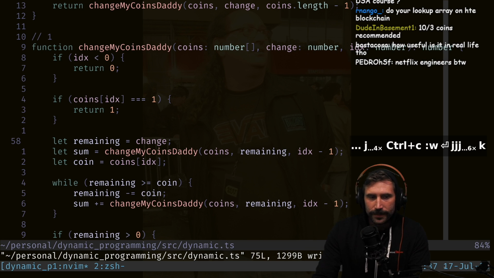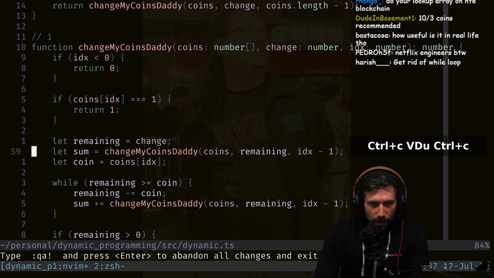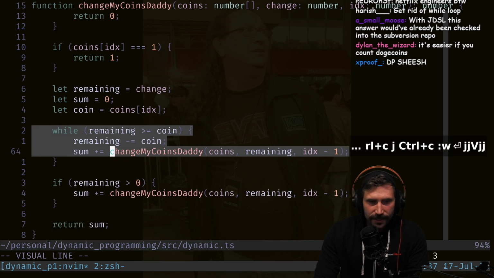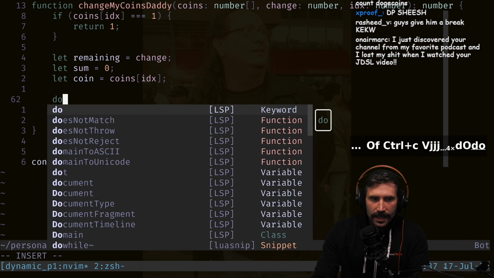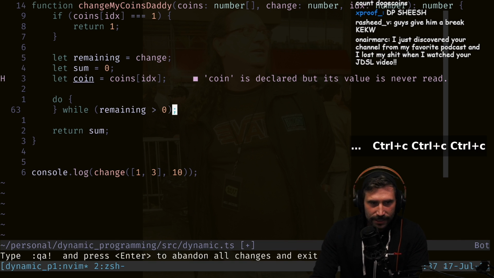You know what? Check this out. This is what we're going to do. First off, I'm going to change it like this. I think the first thing I did wrong is that I didn't have a do while loop. That was my first problem. While remaining is greater than 0.